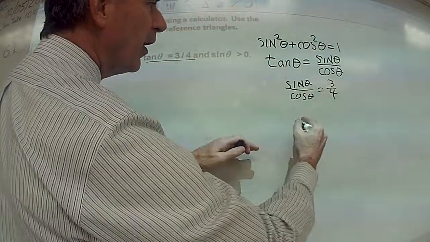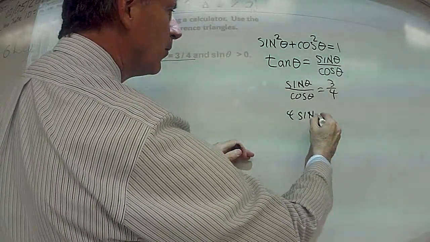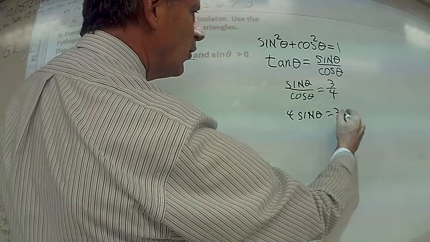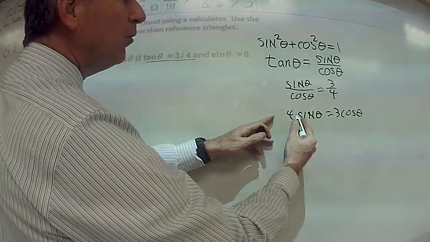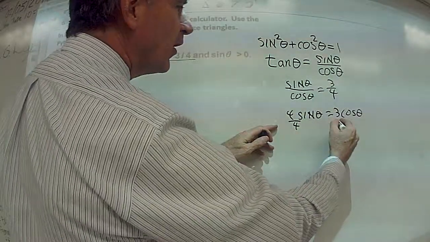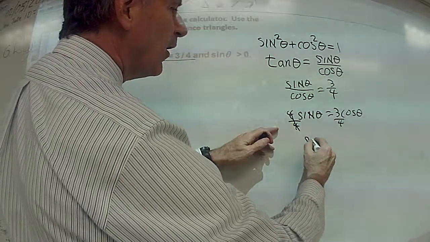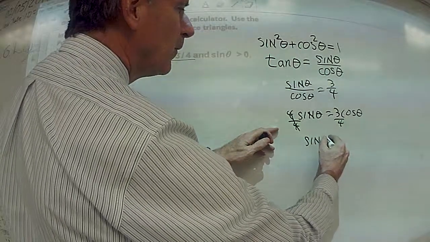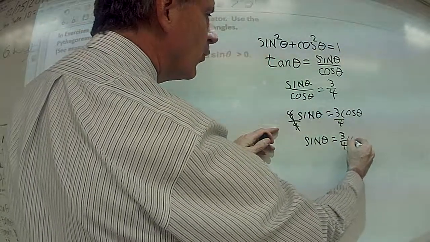And cross multiplying, we can come up with 4 sine theta equals 3 cosine theta. And solving for sine theta, we can divide both sides of this equation by 4. So we have sine theta is equal to 3/4 of our cosine theta.